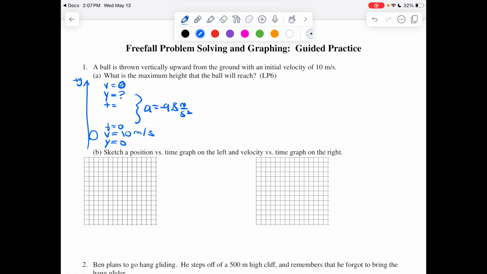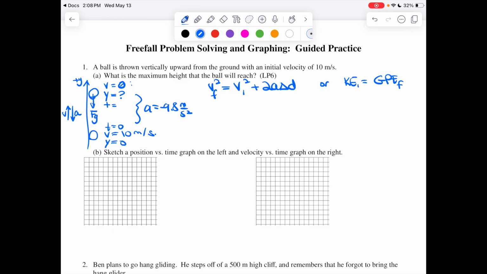So 1, 2, 3, 4, 5. 1, 2, 3, 4, 5. So by the time I get over here, I'm going to be at 0 velocity. The equation of this line is going to be y, which is my final velocity, equals v initial, which is 10, plus negative 9.8 t. So y equals negative 9.8x plus 10. That's the equation of my trend line.